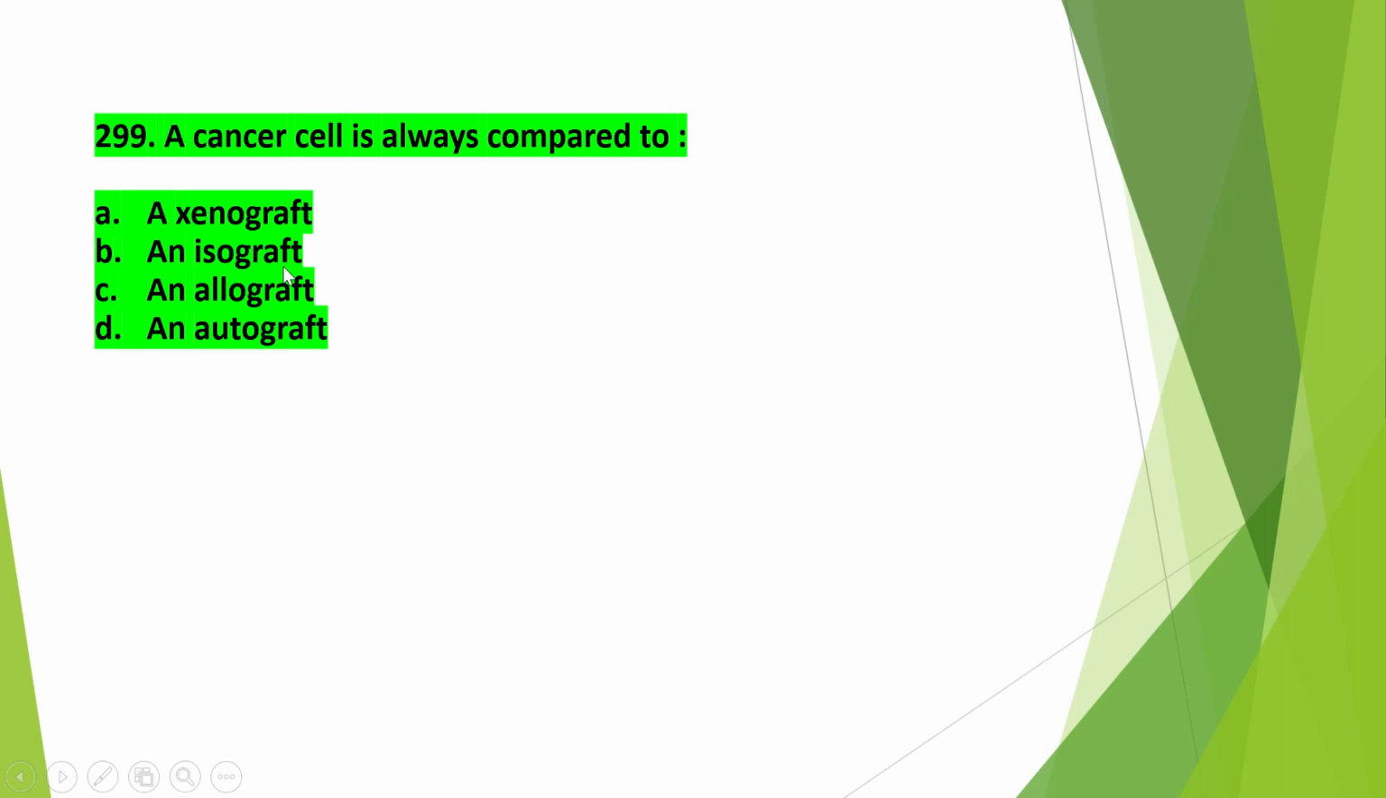Okay, and the next one is, a cancer cell is always compared to a xenograft, an isograft, an allograft, or an autograft. So a cancer cell is always compared to an allograft, that is option C.